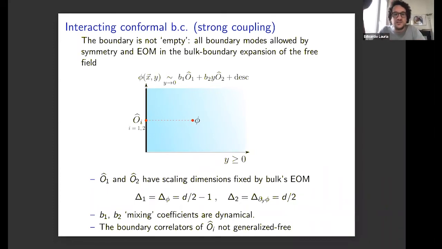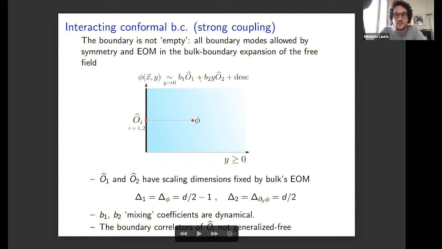at strong coupling, what is an interacting conformal boundary condition? Well, it's just a theory where, in a sense, all the boundary modes allowed by symmetry and by the equations of motion in the bulk boundary expansion of the free field do appear, right? And this is due to the fact that the boundary is not empty. So there are additional modes that can interact with the boundary modes of the free scalar. And so after all both of them are generated.